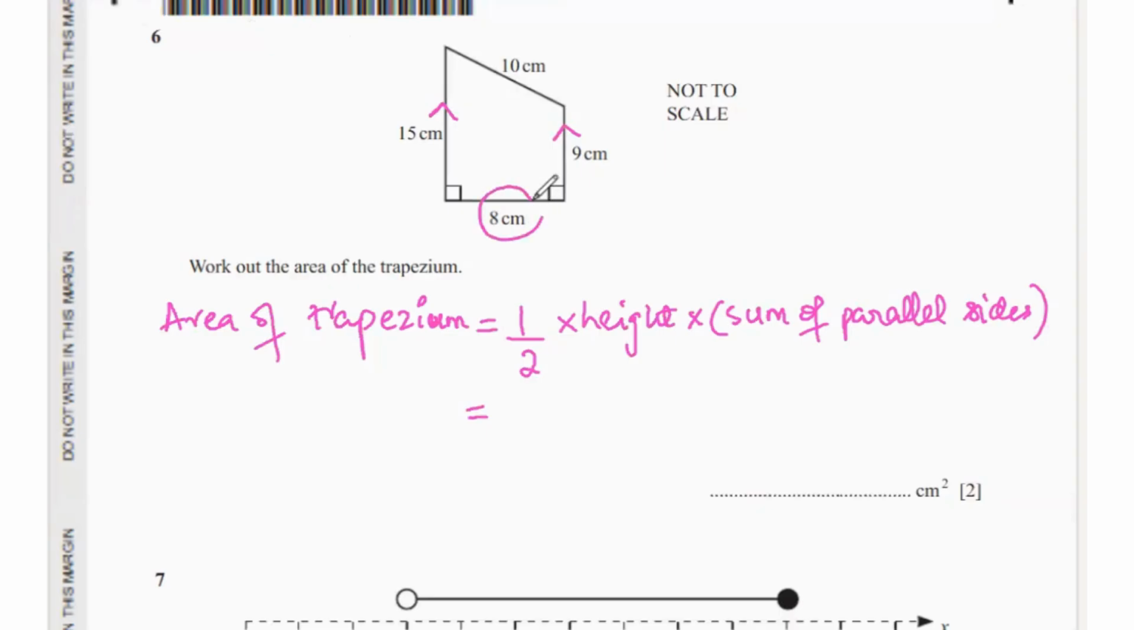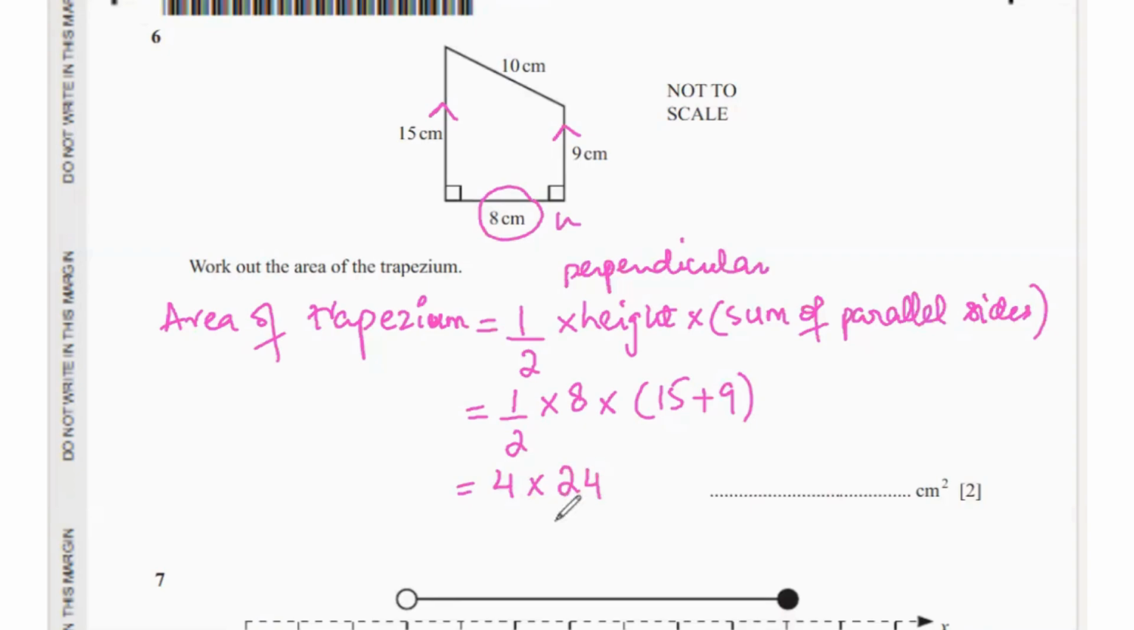And your height is 8. Remember, we need the perpendicular height, not the slant height. If you choose the slant height, your answer will be incorrect. So 1/2 times 8 times 15 plus 9. 8 divided by 2 is 4. 15 plus 9 is going to be 24. 24 times 4 is going to be 96. That is your answer.